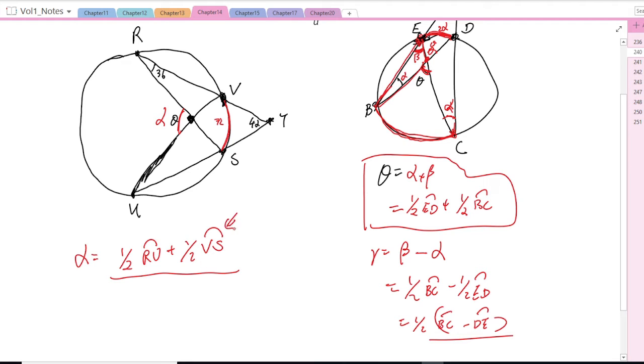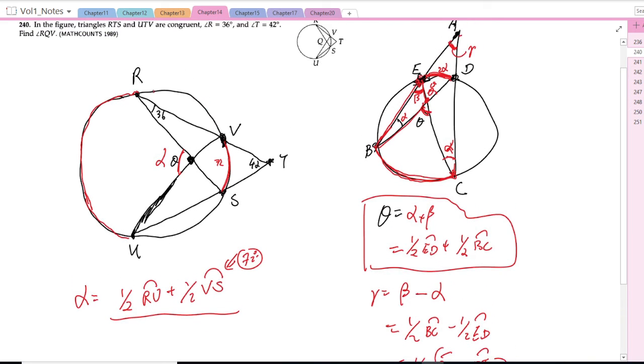Half of the arc VS is already 72 degrees. Now the next, we want to solve the half of the arc RU, right? So solving this arc, we are going to use the congruent. It's mentioned the RTS is congruent to UVT, right? So we know this angle is 36, and we also know this chord is equal to this chord. If the two chords are equal, that means this arc is equal to this arc.